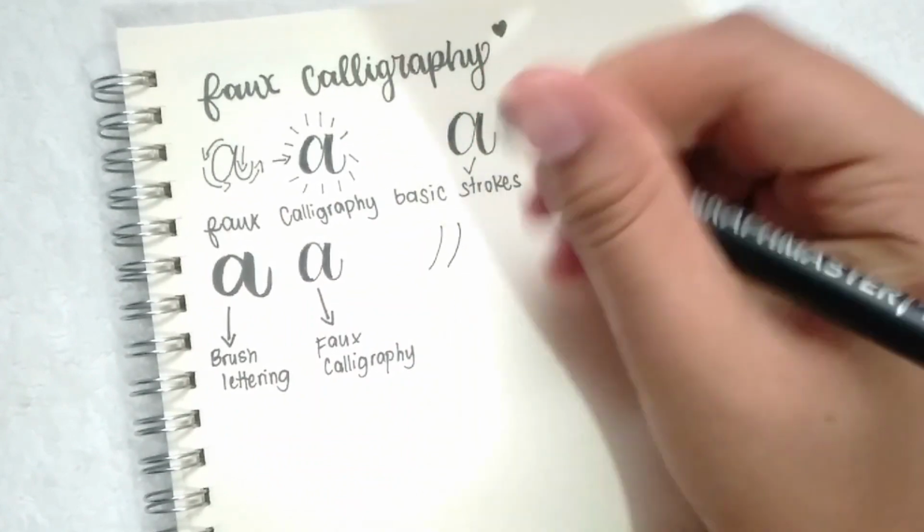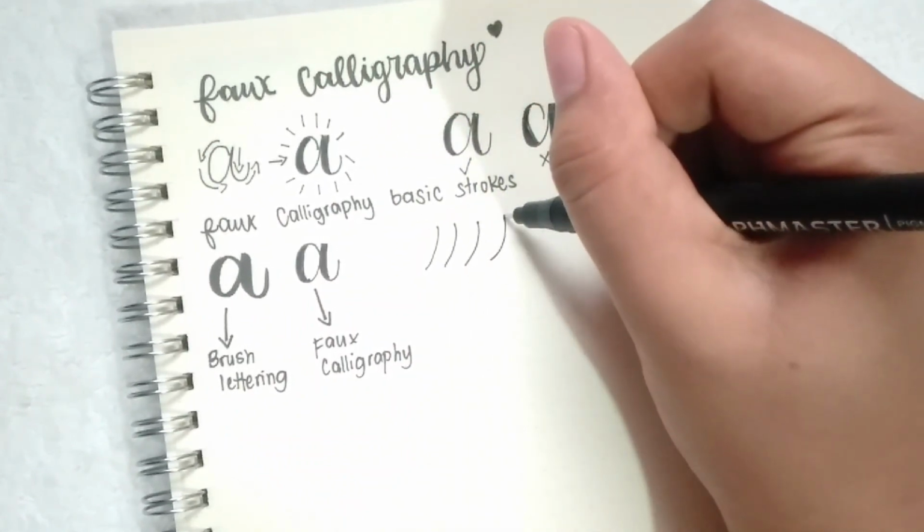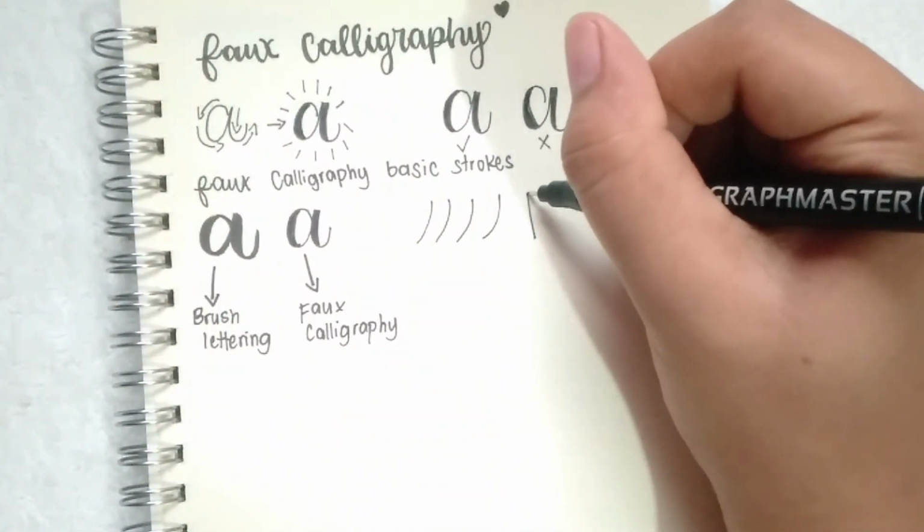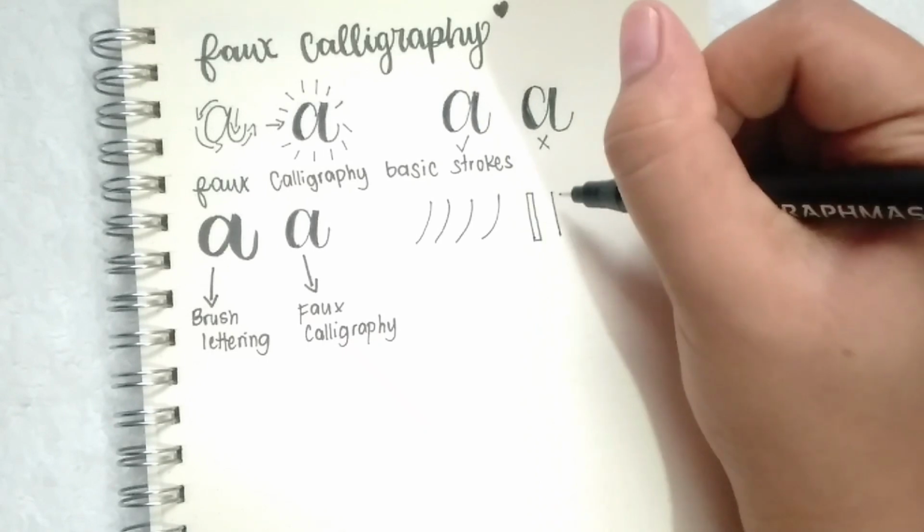Next one is the basic strokes. The most important thing to remember is that the upstrokes are thin and the downstrokes are thick.